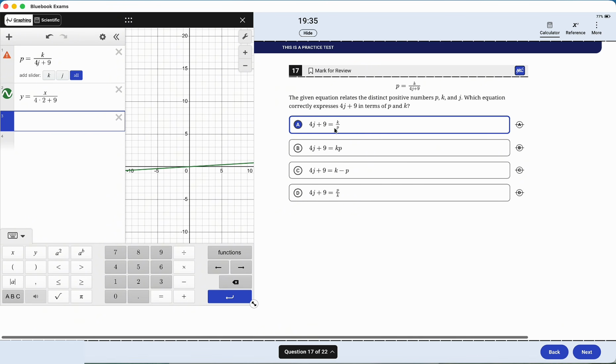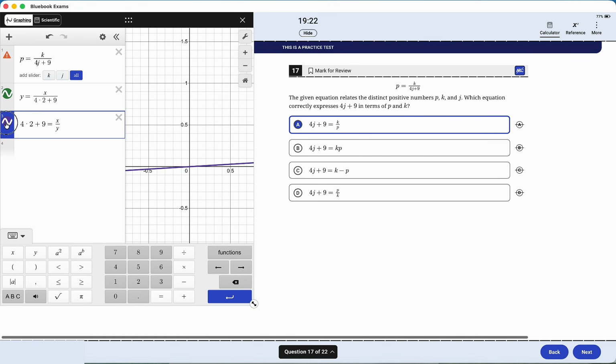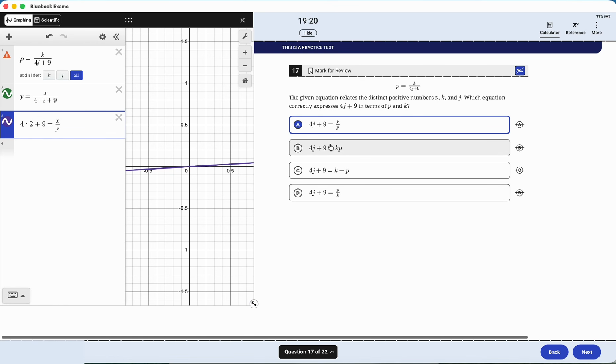So now you see, I can enter this one in. We know it's the correct answer already, and make the same substitutions. I made J be 2, right? So it's going to be 4 times 2 plus 9 equals K, which is my X over Y. And you see, it's literally right on top of the original one. So I know that's the correct one.